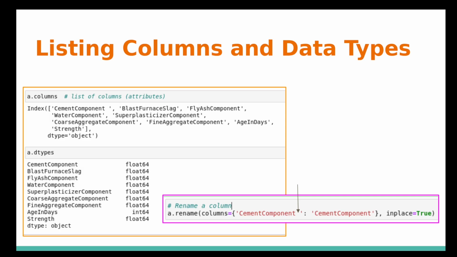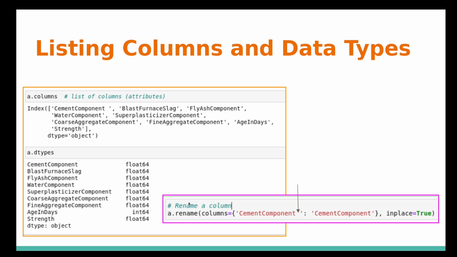Pandas also has several features or attributes. For example, the pandas object a.columns gives me the list of columns. So these are attributes, so I don't need parentheses. So it tells me that there are several columns in my object. And if I do a.dtypes, it'll tell me what is the data type that's associated with each of these attributes or columns that are in that object A. Notice here that the cement component has a space in it. This is the space that can cause problems later on.